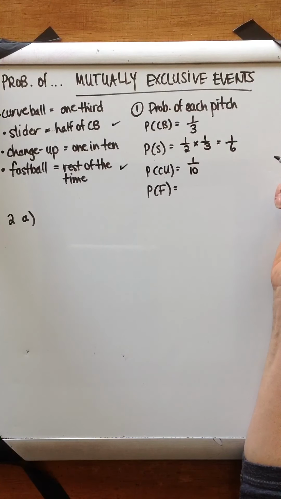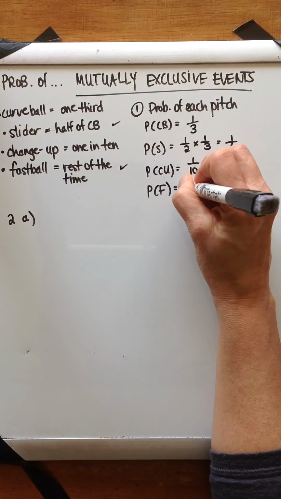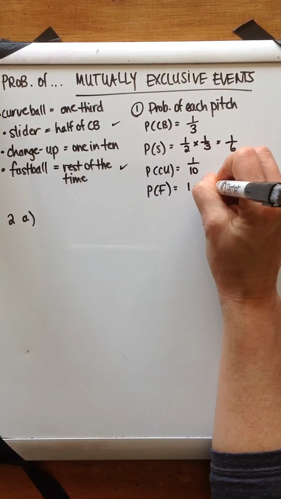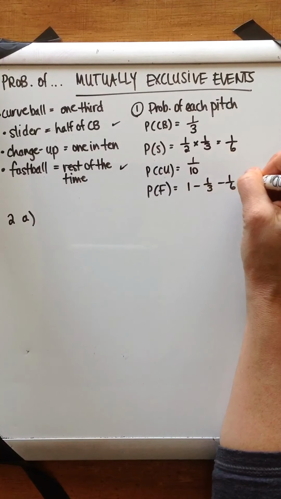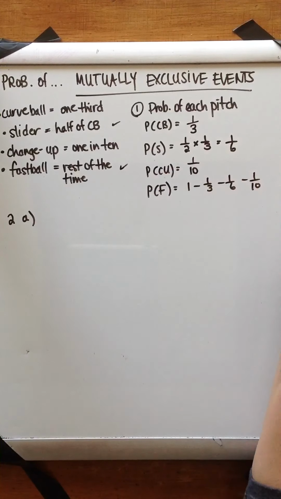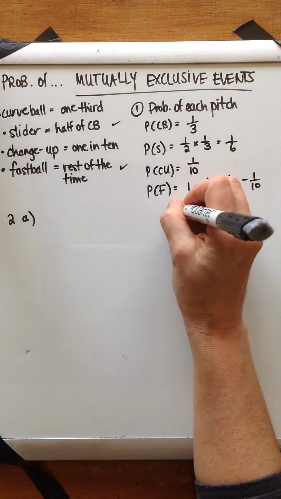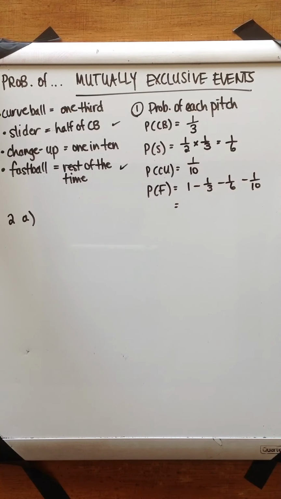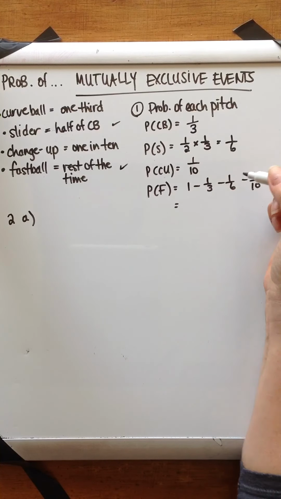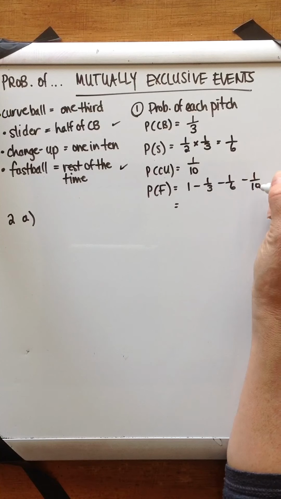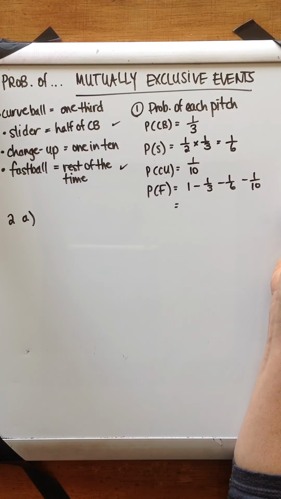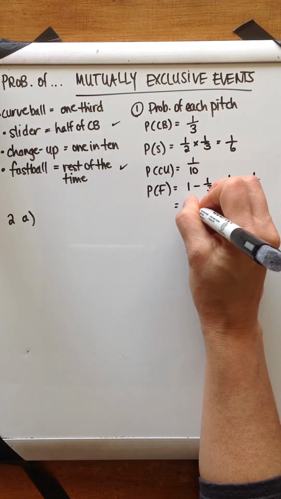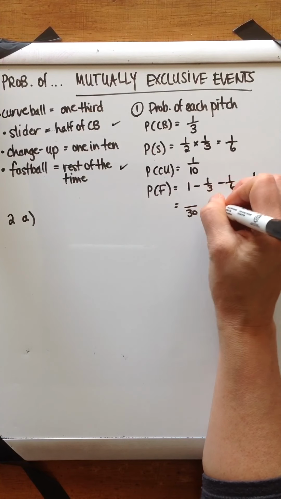So let's figure this out indirectly. Let's do 1 minus 1/3 minus 1/6 minus 1/10. Now to subtract the fractions, we need a common denominator so that the portions are all the same size. If I count by 3s, count by 6s, count by 10s, the first number I get to where all of them match is 30, or 30ths.